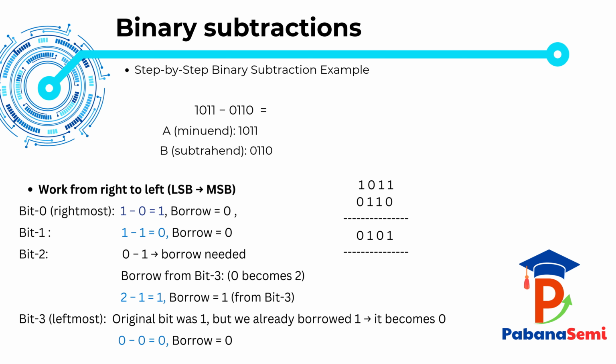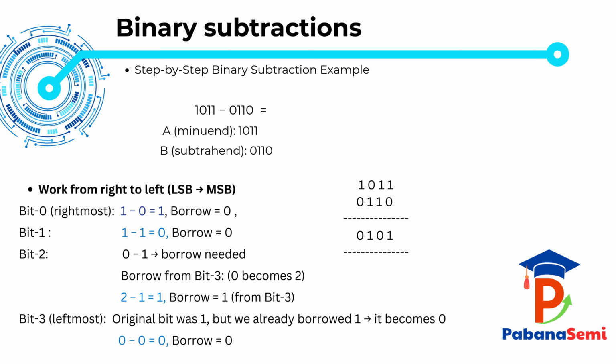1011 minus 0110. We always subtract from right to left. Starting at the rightmost bit, 1 minus 0 gives 1. No borrow. Move 1 bit left. 1 minus 1 gives 0. Still no borrow. Next bit, we have 0 minus 1.